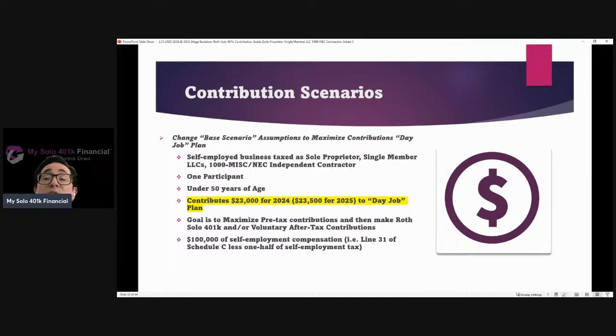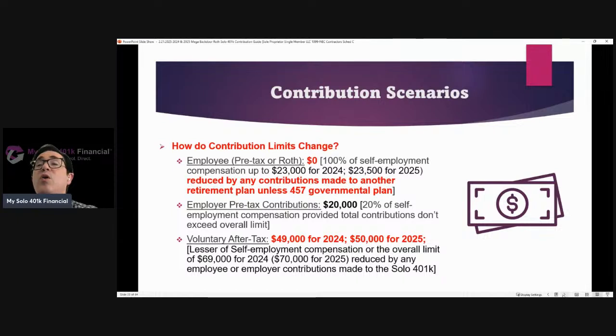So now let's go back to the baseline scenario, back to $100,000 of self-employment compensation. But now let's assume this individual is participating in a day job 401k plan, and they maximize the employee contributions to the day job plan. So how does that impact how much they can contribute to the solo 401k? Well, that means they're not going to be able to make any employee contributions to the solo 401k. So this illustrates how that employee limit applies at the employee level. And so since the individual maxed out the contributions to the day job plan, they're not going to be able to make any employee contributions to the solo 401k.